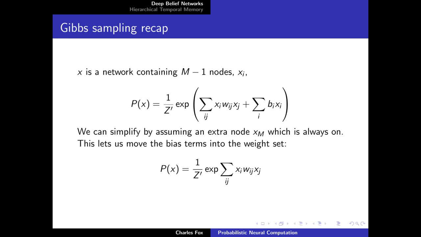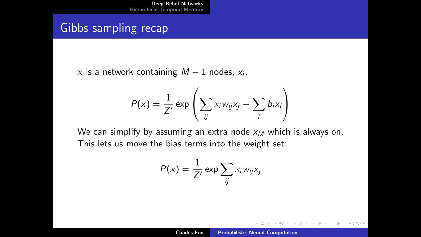So the Boltzmann machine was in the original PDP volumes from the 80s. This is just a recap of what we did last week. In a Boltzmann machine, we have an undirected network running Gibbs sampling, and we have nodes X and we write the probability of the network being in a certain state as effectively a product of factors. So each pair of nodes has a weight between them, telling you how much those nodes correlate or anti-correlate. Also, each node can have a bias term.